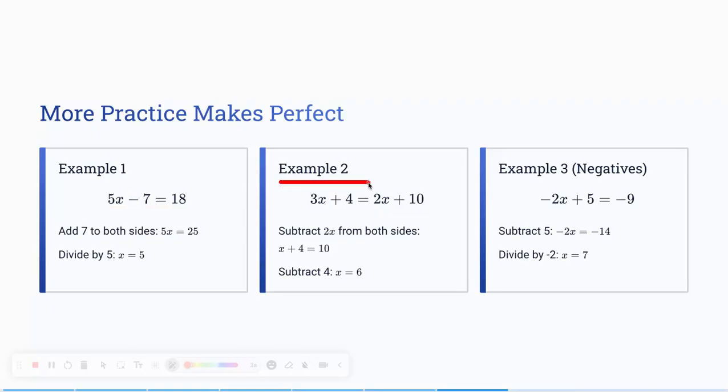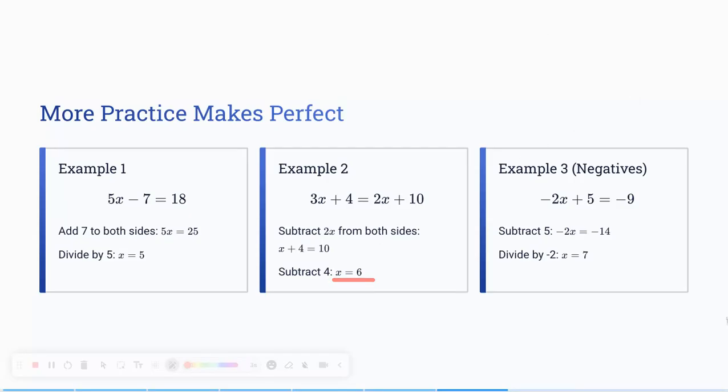Then in this example, we have x on both sides of the equation. So we would just move the 4 to one side and the 2x to the other side, or we would simply put the variables together. So we would subtract, for example, 2x from both sides, and then we would subtract 4 from the other side, and we would get x equals 6.